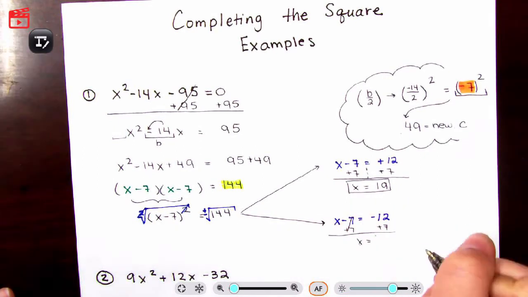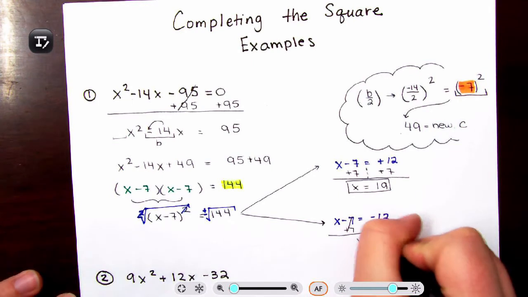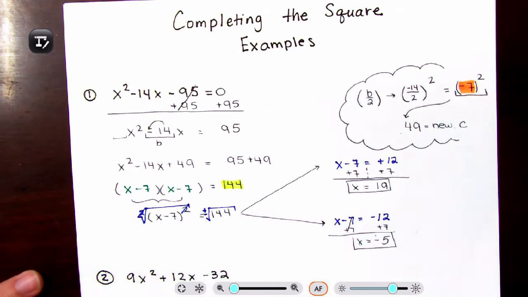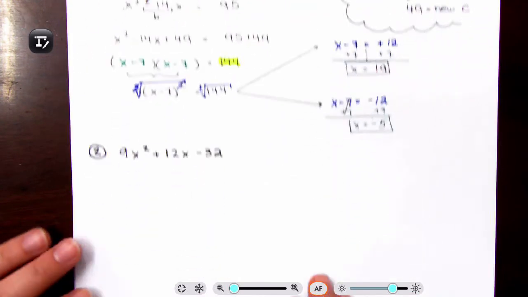Counting up, I have 7, 8, 9, 10, 11, 12, which means I have 5 negatives. So x is equal to negative 5. All right, let's go ahead and move on to question number 2.